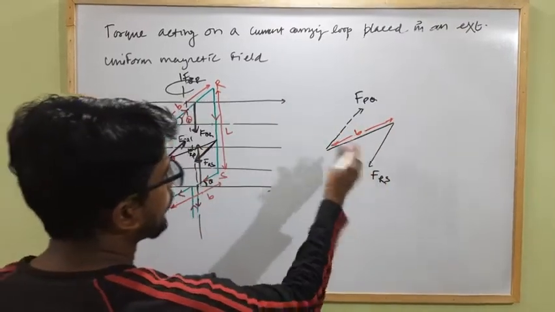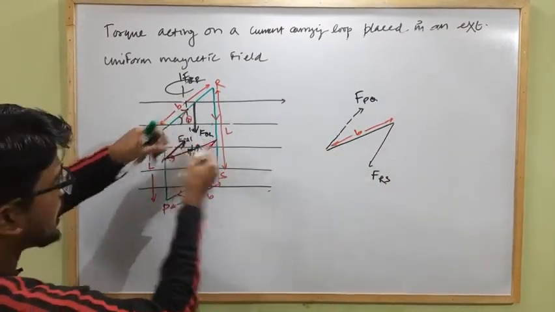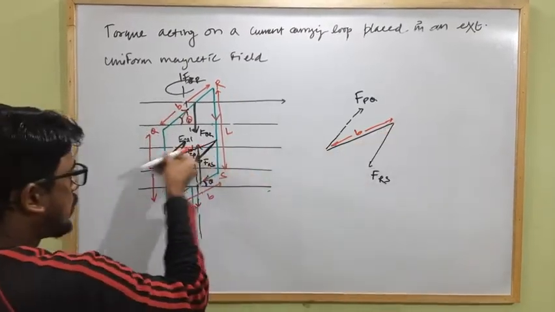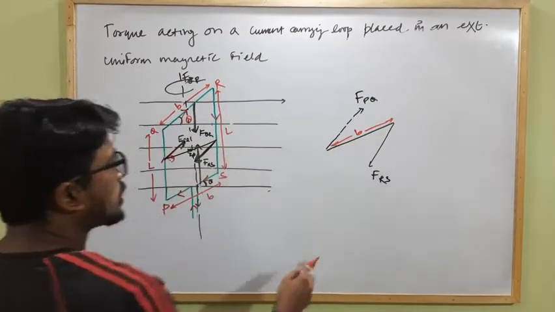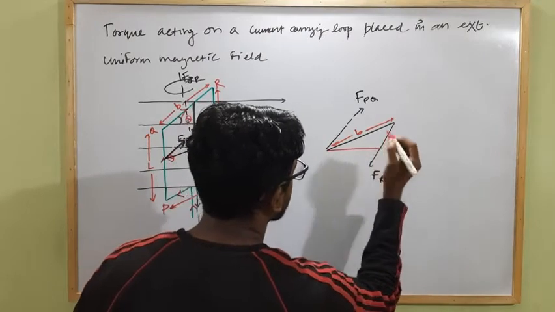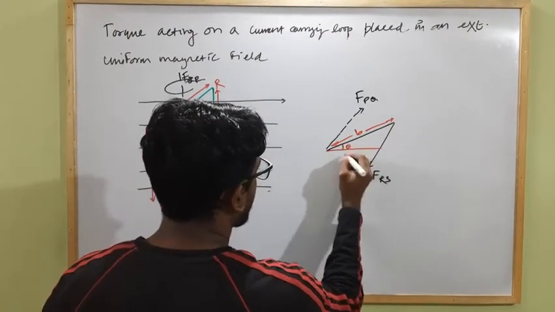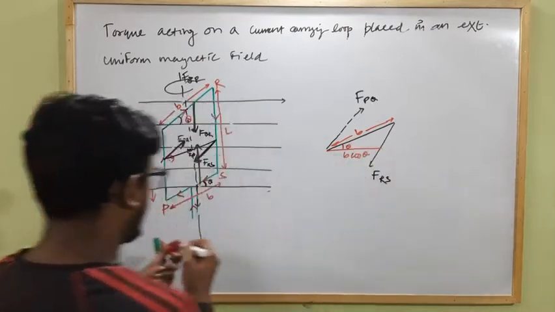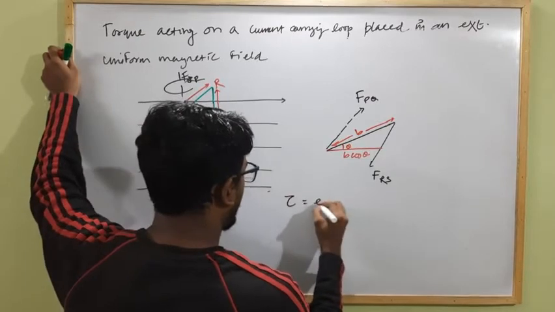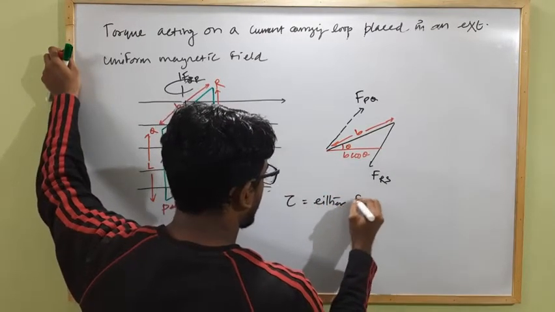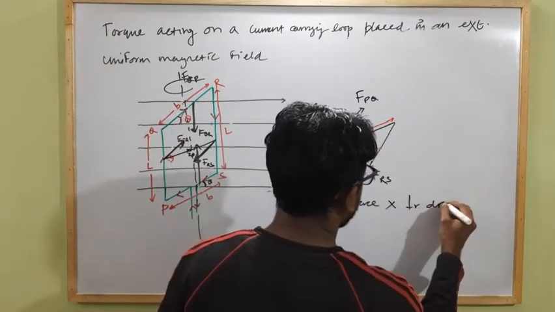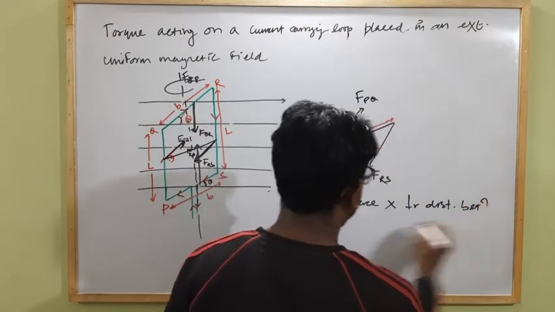Okay, so what is the perpendicular distance between these two forces? This is PQ, which is acting into the plane, this is RS, which is acting out of the plane, and this is the width of the loop, b. So what is the perpendicular distance between these two forces? This will be the perpendicular distance. If this is b, and this angle is theta, it will be b cos theta. So we know torque tau equals either force into the perpendicular distance between them.